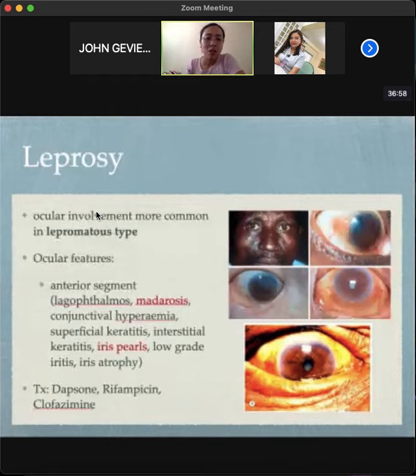Leprosy is caused by Mycobacterium leprae. It has a high affinity for the skin, nerves, and also the eye. Eye manifestations would include lagophthalmos, madarosis, or loss of eyebrows and lashes. Iris pearls, here it's not that clear, you would see small round elevations like pearls in the iris. There are 3 types of leprosy: lepromatous, tuberculoid, and dimorphous. However, ocular involvement is more common in the lepromatous type of leprosy.